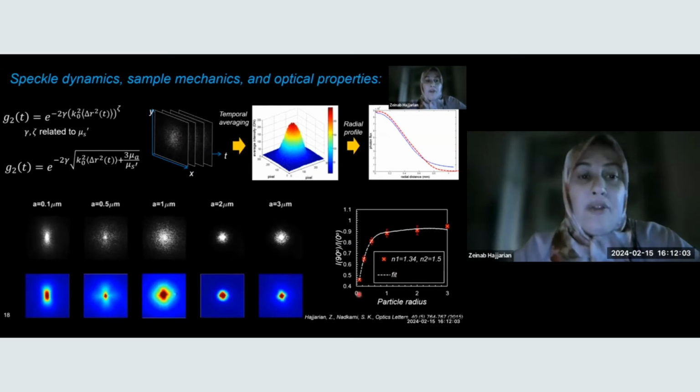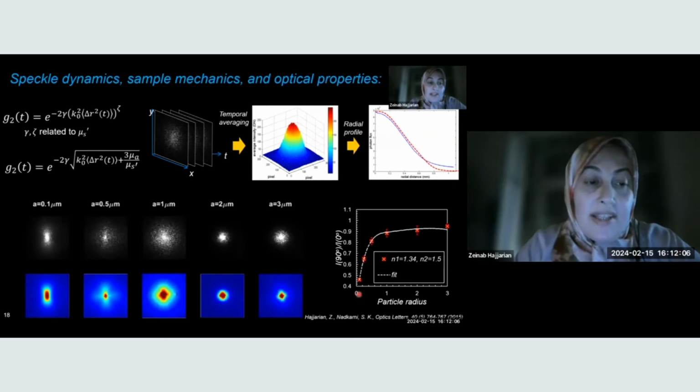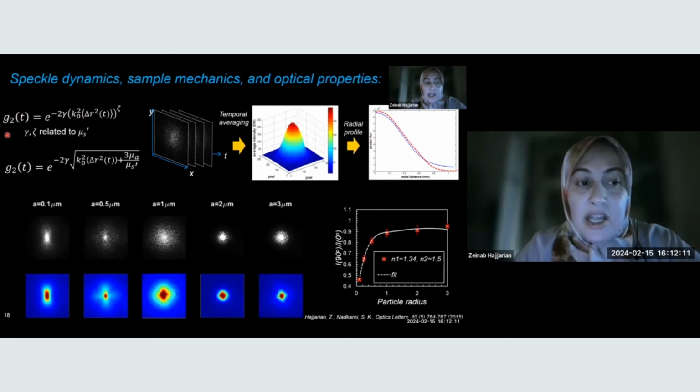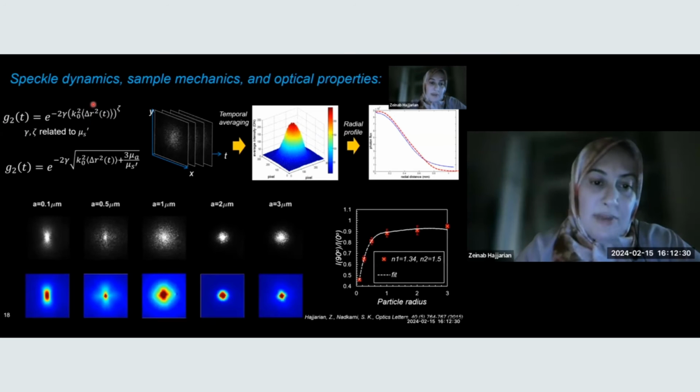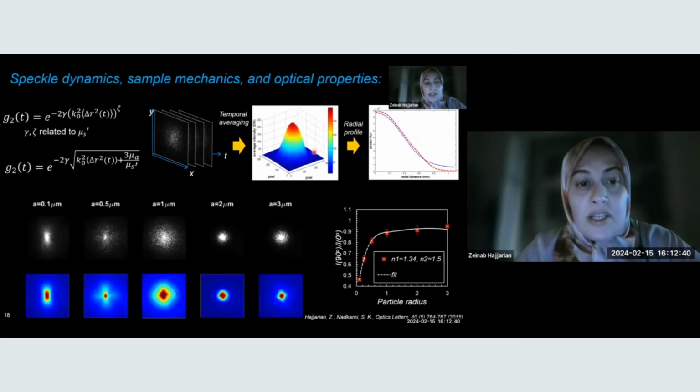So what we did is that we performed a bunch of Monte Carlo simulations and came up with this empirical equation that relates the mean square displacements of scattering particles with the speckle intensity autocorrelation function, where gamma and zeta were functions of the reduced scattering coefficient. So if we knew the reduced scattering coefficient, we were able to find a mapping between the G2(T), the speckle intensity autocorrelation function, and the mean square displacements of scattering particles. And what we found out is that the information about μs' and μa, optical absorption and reduced scattering coefficient, are actually encoded in the same speckle signal.